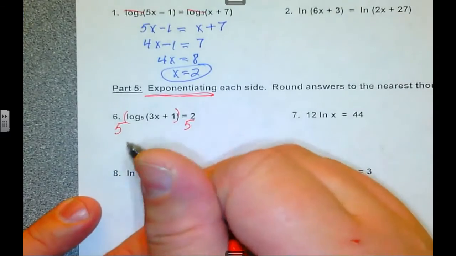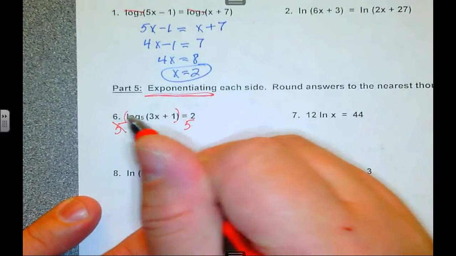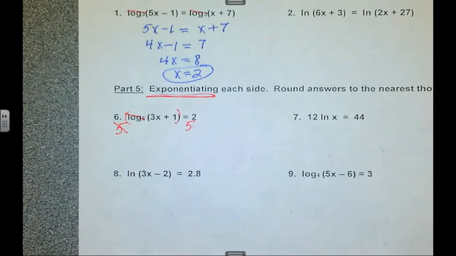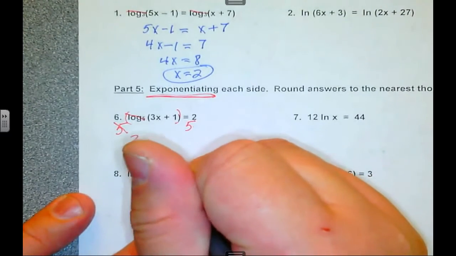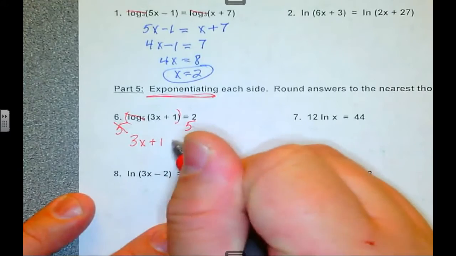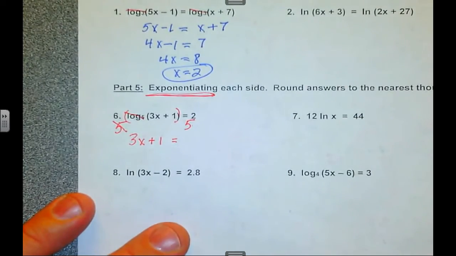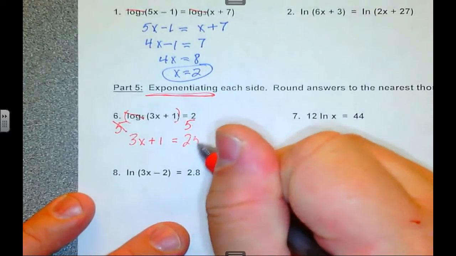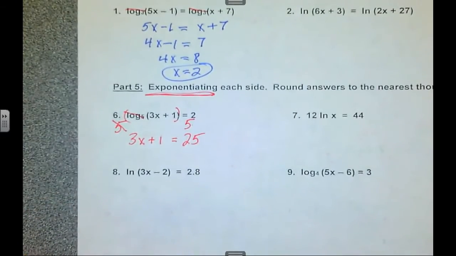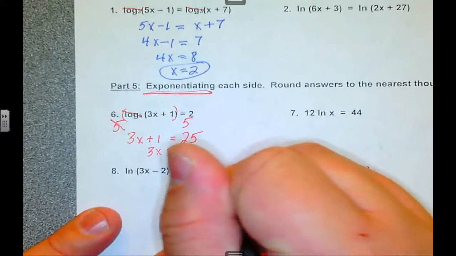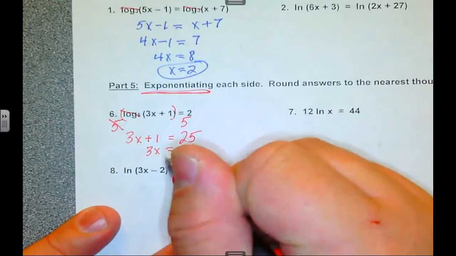Okay. Now, my 5 is going to cancel out the log base 5 because exponents cancel out logs. I'm left with 3x plus 1. Now, this is 5 squared. What's 5 squared? 25. Now I have a pretty simple two-step problem. 3x equals 24, so x equals 8.